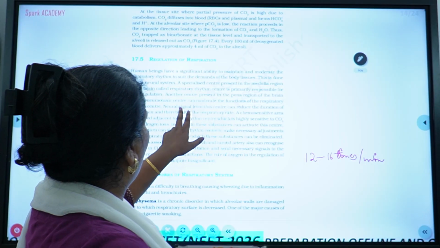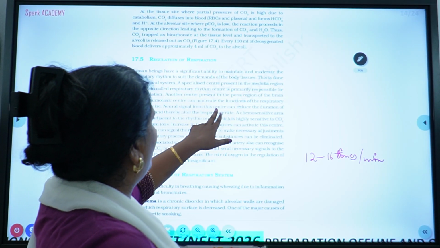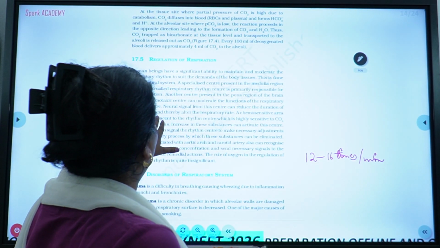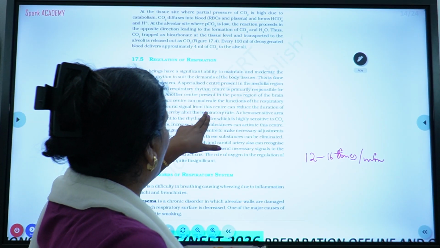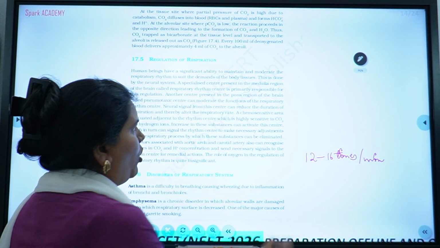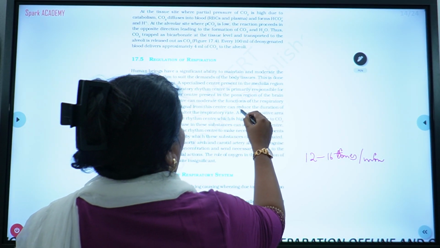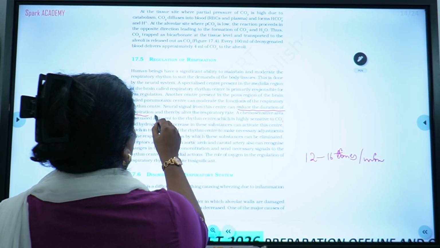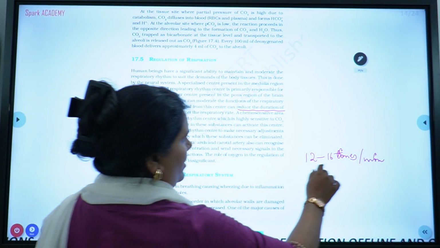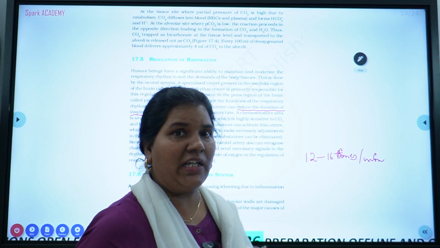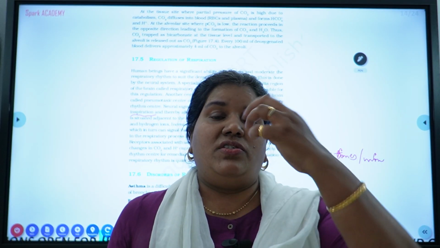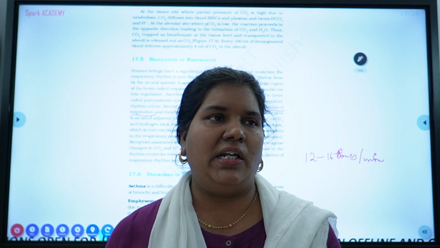In this way, you can see here, neural signals from this center can reduce the duration of inspiration and thereby alter respiration rate. What is the pneumotaxic center doing? It is reducing the duration of inspiration. Usually we are breathing 12 to 16 times per minute. Sometimes we want more oxygen when we are in a stressful situation or we are exercising.